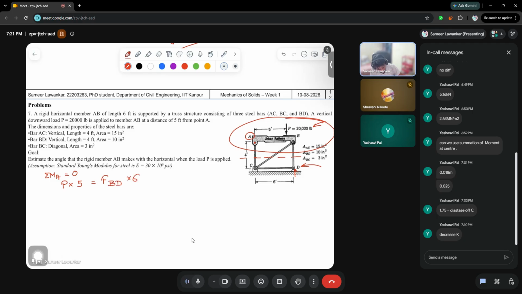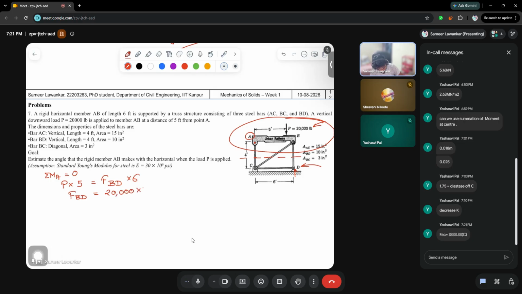So it's FBD into 6. P is in this direction, FBD in the opposite direction, therefore FBD is in compression. So this is nothing but FBD equal to 20,000 into 5 by 6, which is nothing but equal to 16,666.67.